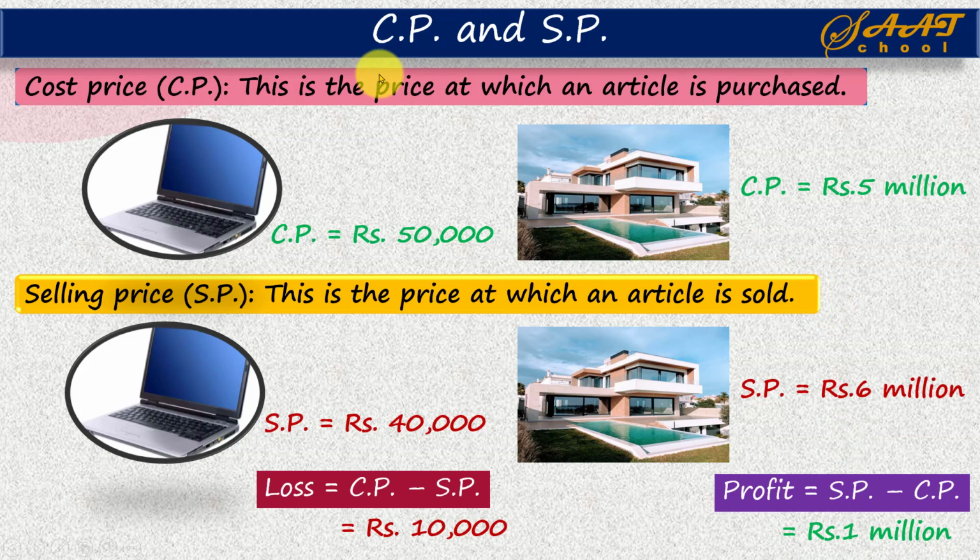Again, cost price is the price that you pay for buying an article or some goods or any object. Here you bought for 50,000 and that is your cost price. Again, selling price is the price at which an article or any goods or any object is sold. Here the selling price is 40,000. And again, when CP is greater, there is a loss. If SP is greater, then there is profit. Simply, loss is CP minus SP and profit is SP minus CP.